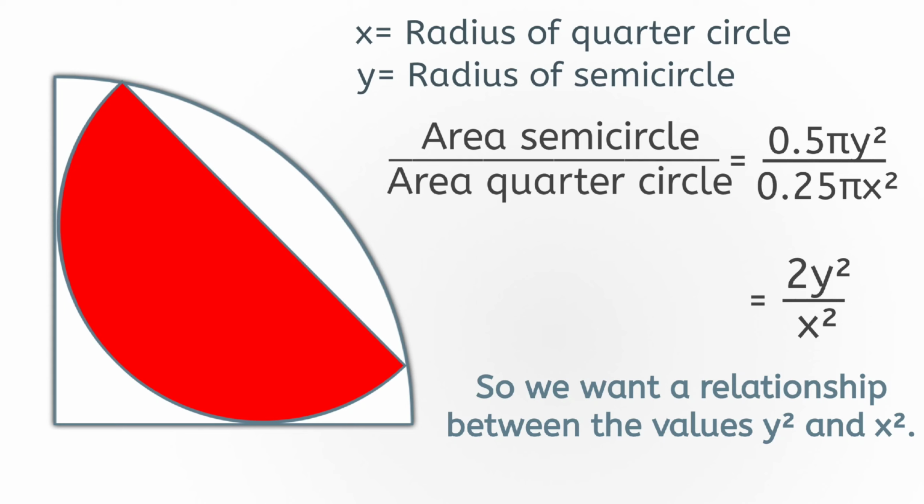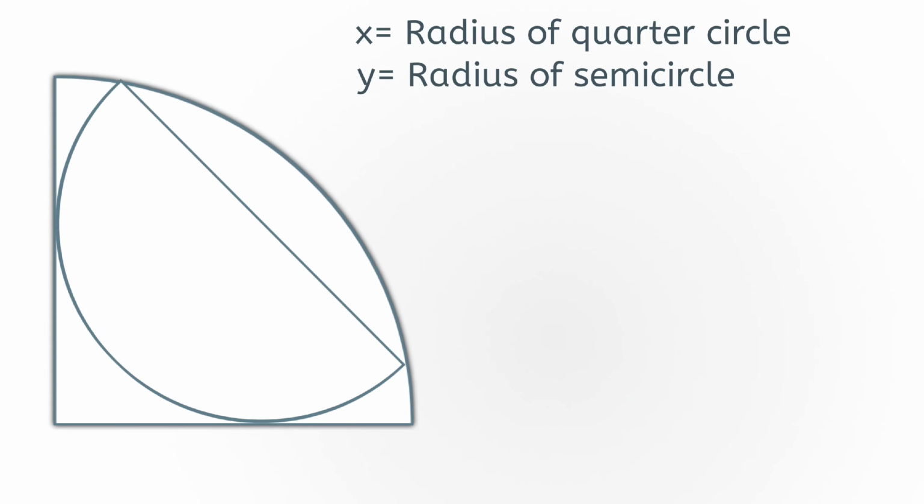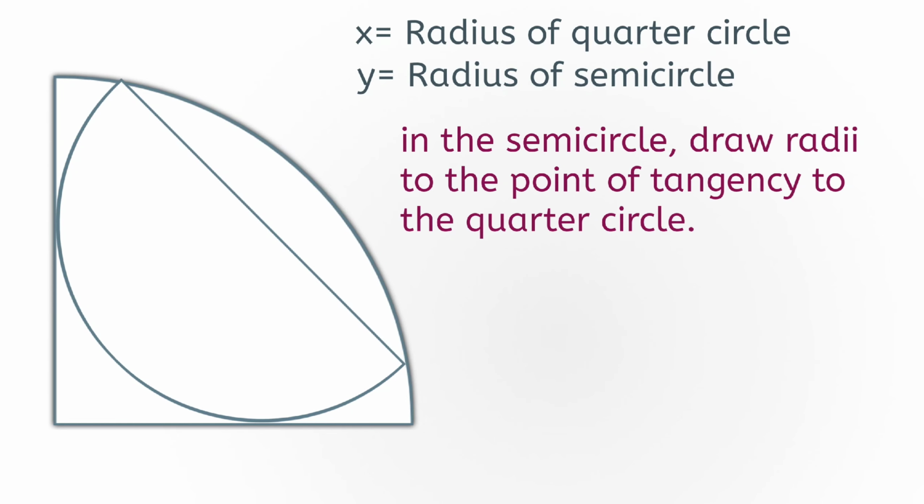How can we solve for a relationship between x and y? One way is to connect important points of line segments. In the semicircle, draw radii to the points of tangency to the quarter circle. This forms a right angle, and the line segments have a value equal to the radius of the semicircle, which is y. Notice how connecting the important points helps us uncover the hidden relationships in the geometry.